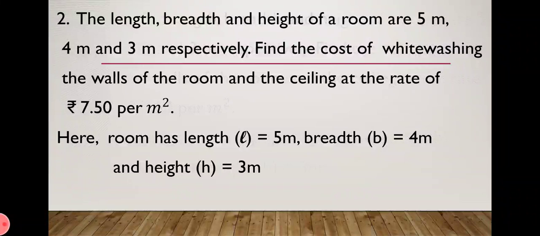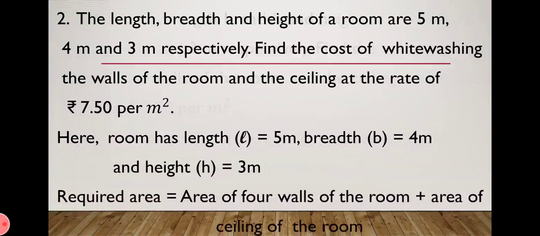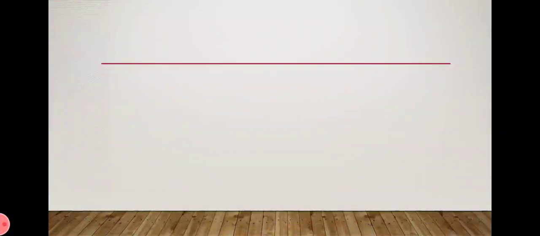So first we write the information. Your room has length L equal to 5 meter, breadth B equal to 4 meter and height H equal to 3 meter. Now our required area is what? Area of 4 walls of the room plus area of ceiling of the room, because whitewashing is to be done to the 4 walls of the room and also the ceiling of the room. So we will add both the areas.